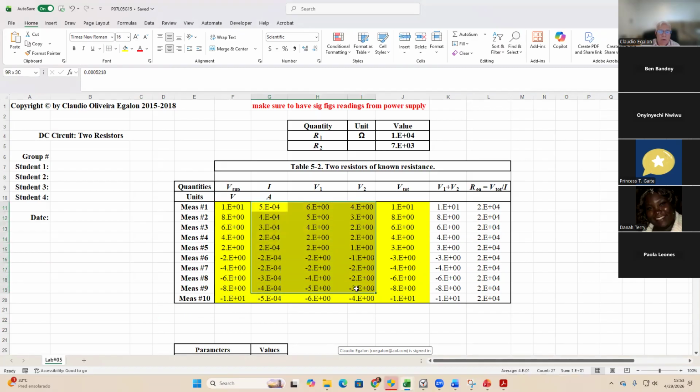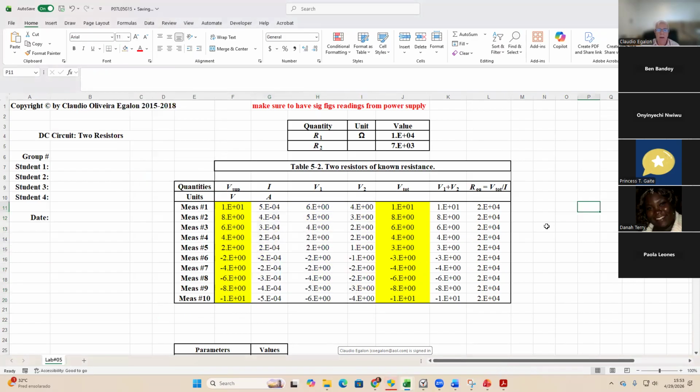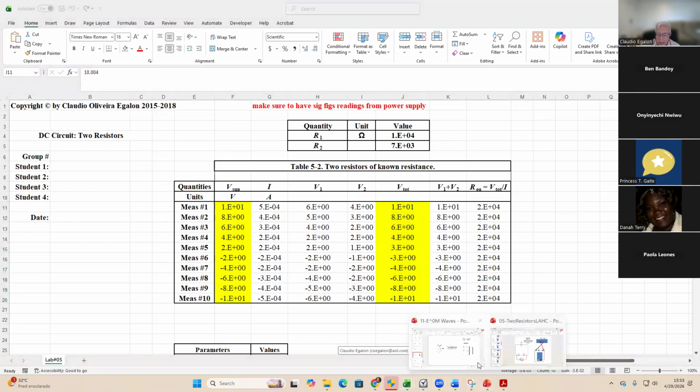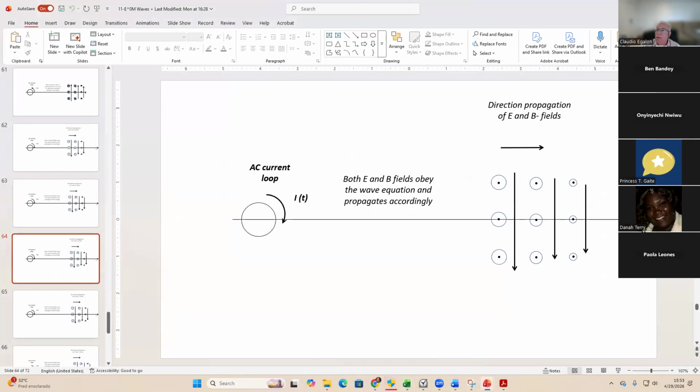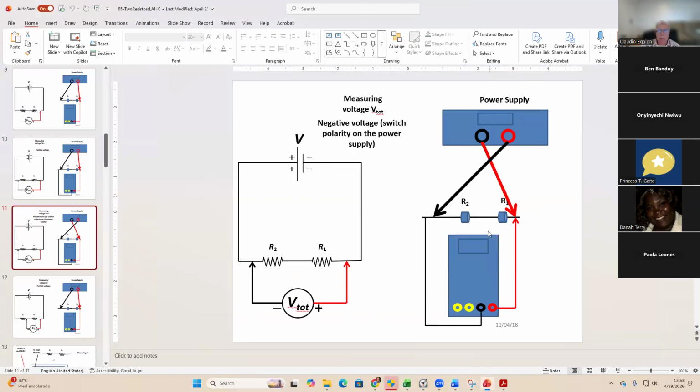So what we have done so far, right? We have measured only the V total. We inverted the polarity of the power supply, and then we got negative values for the voltage.